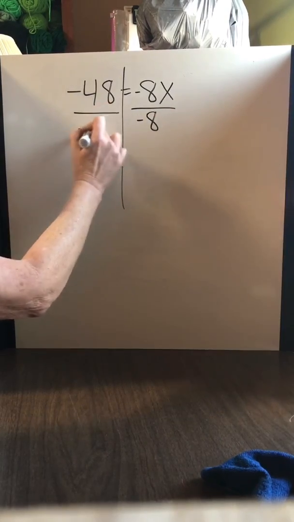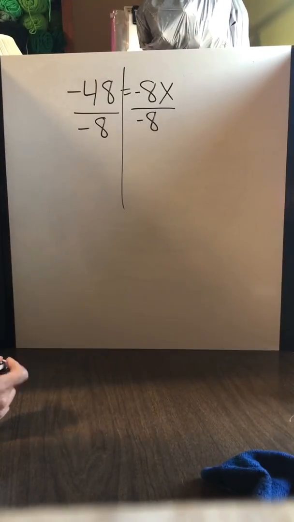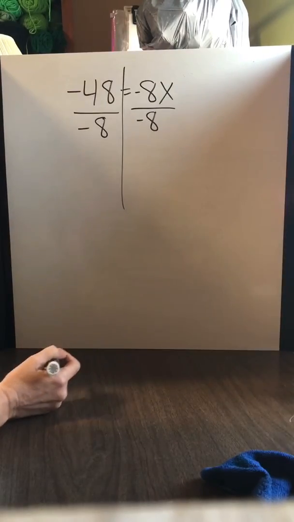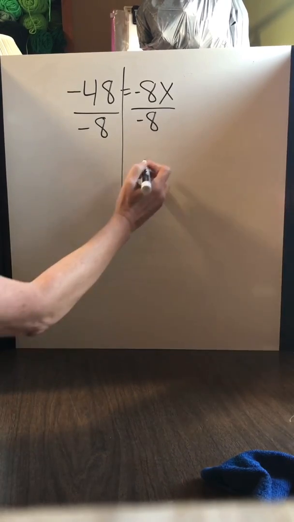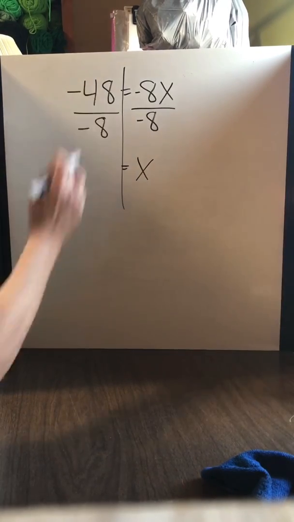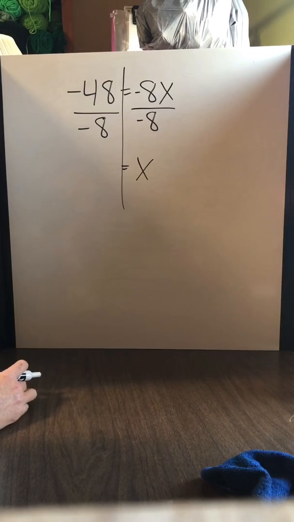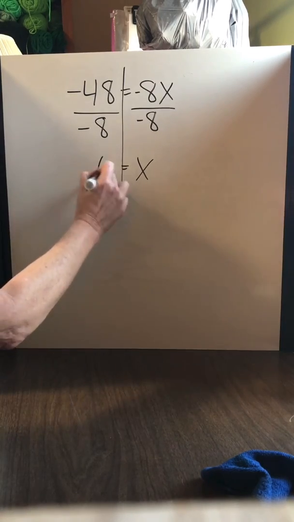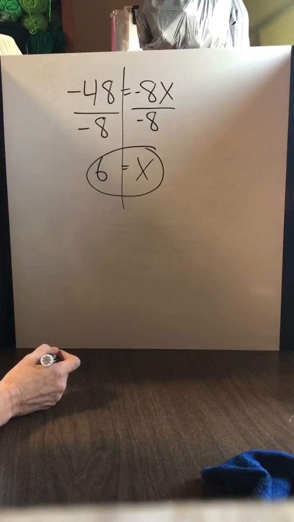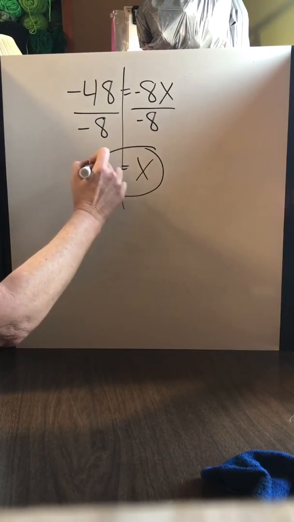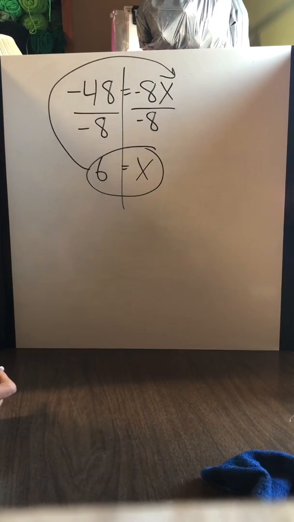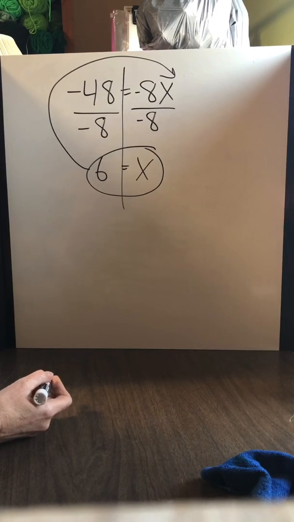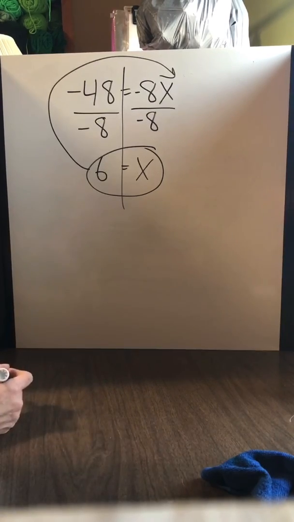Okay, and because we divided that side by negative 8, we got to do it to the other side. Negative 8 divided by a negative 8, a negative divided by a negative gives you a positive. So that just leaves me with a positive 1x. And negative 48 divided by negative 8 is going to give me a positive 6. So x equals 6, and if I plugged that back into here, where the x is, it would become negative 8 times 6. And negative 8 times 6 is negative 48. You could test that with your calculator.